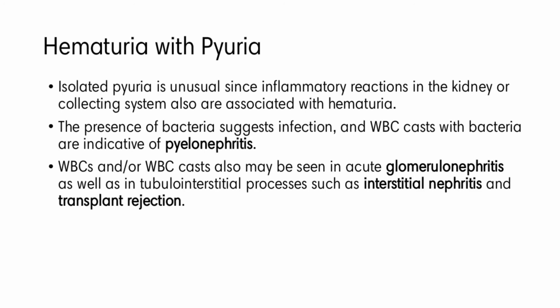Hematuria with pyuria. Isolated pyuria is unusual since inflammatory reactions in the kidney and the collecting system are also associated with hematuria. The presence of bacteria suggests infection, and WBC casts with bacteria are indicative of pyelonephritis. WBC casts also may be seen in acute glomerular nephritis as well as in tubulointerstitial processes such as interstitial nephritis and transplant rejection.